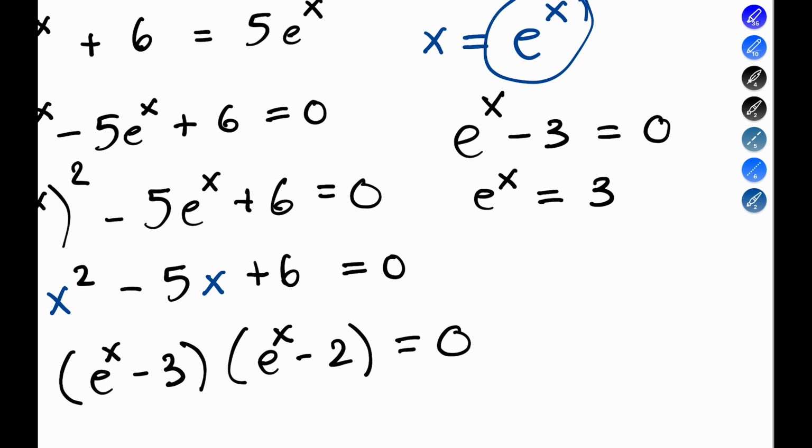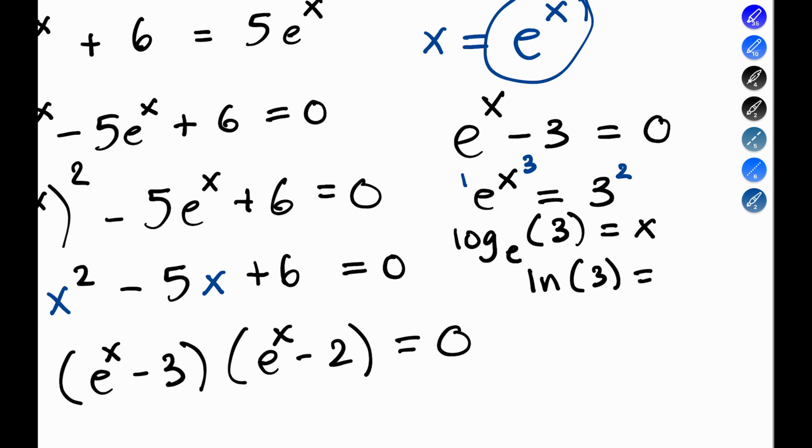And now this is in exponential form, but we could turn it back into logarithmic form by using the 1, 2, 3, and the 1, 3, 2 rule. So this is 1, 3, 2. That means it will become log base e of 3 is equal to x. And then we can simplify that, because log base e is just natural log. So it will just be natural log of 3 is equal to x. So this is one of our solutions.